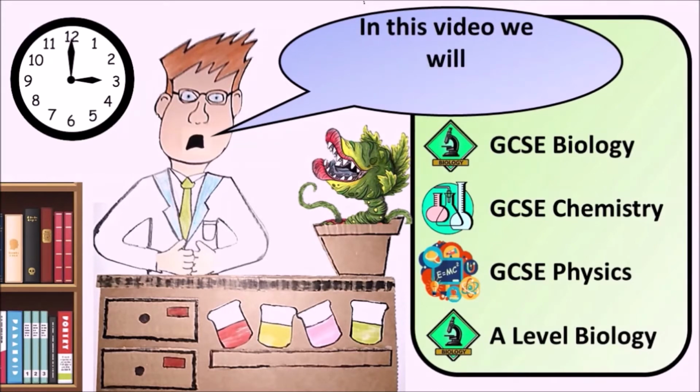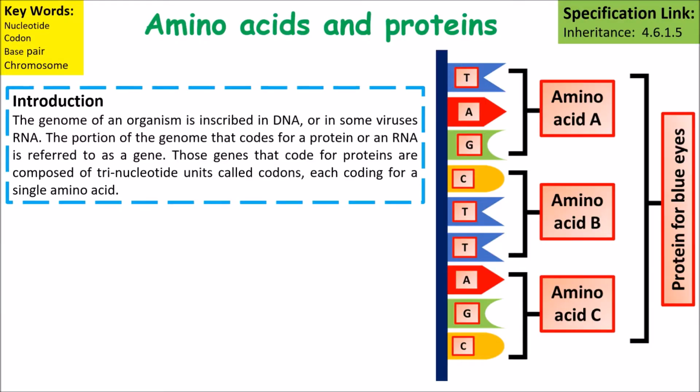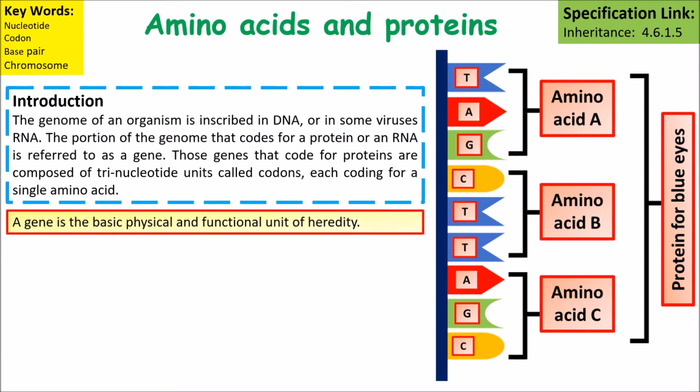In this video, we will look at protein synthesis, transcription and translation. So, if we remember, the genome of an organism is inscribed in DNA or in some viruses RNA. So the portion of the genome that codes for a protein or an RNA is referred to as a gene. Those genes that code for proteins are composed of trinucleotides, so 3 nucleotide codons, each coding for a single amino acid. If we remember, a gene is the basic physical functional unit of heredity.